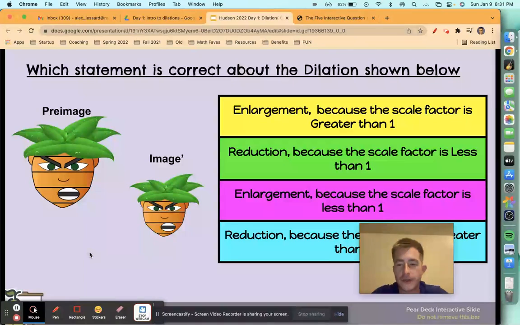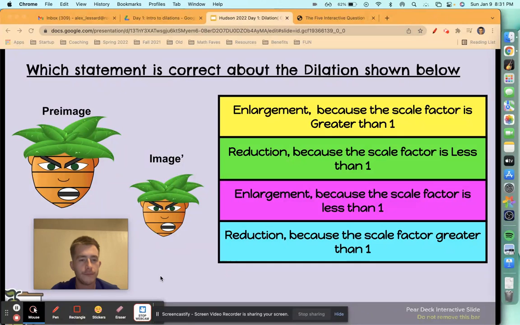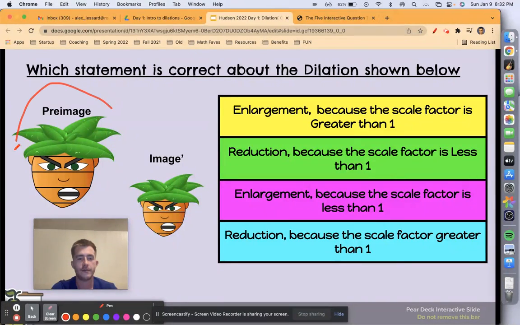All right, which statement is correct about the dilation shown below? We have 4 options here, okay. Pre-image to image. Before I go over it, let's try 30 seconds on our own and circle the answer that you think is correct. All right, our pre-image looked to be this one right here, right? And we went to here. Our image definitely got smaller. So I immediately know that this was a reduction.